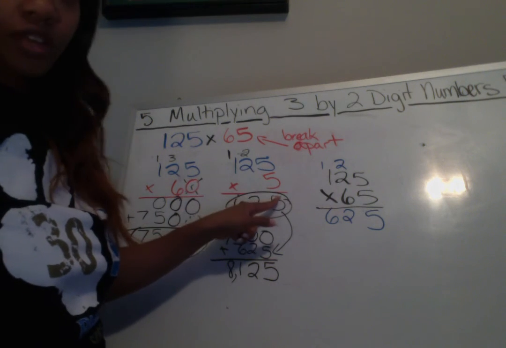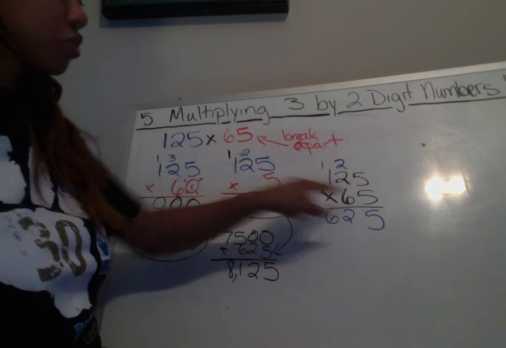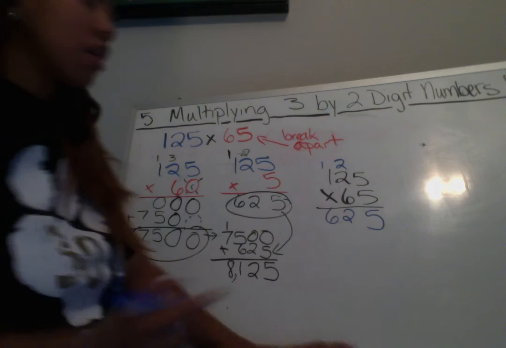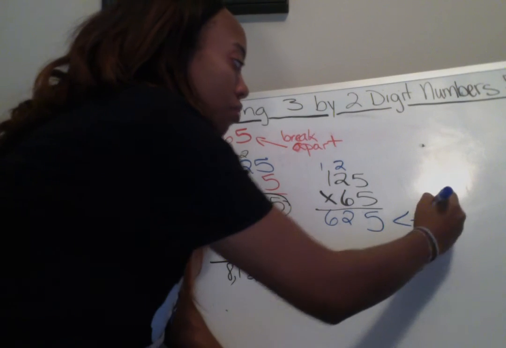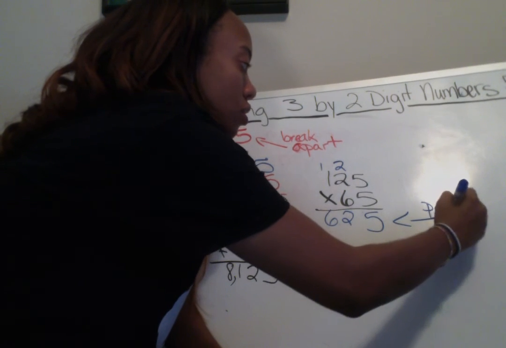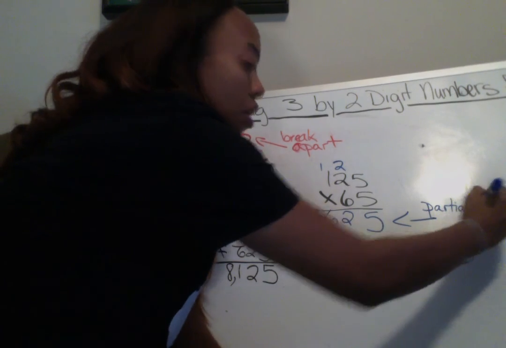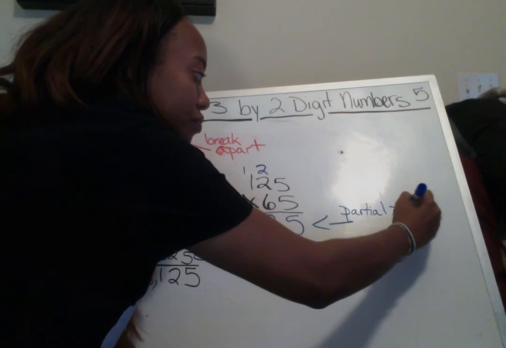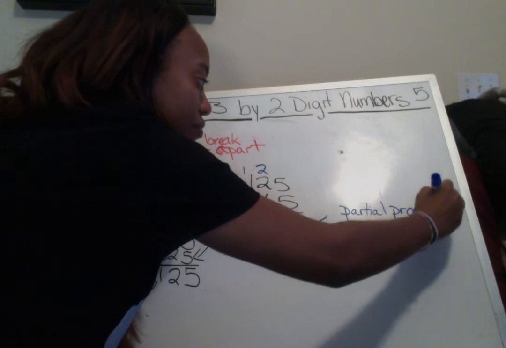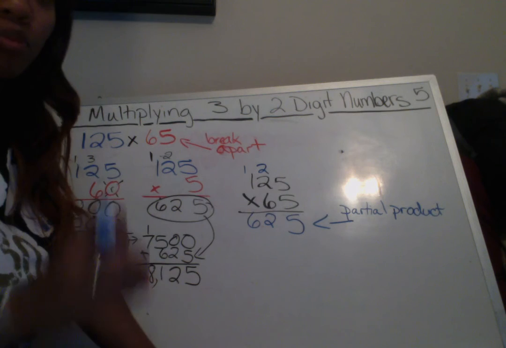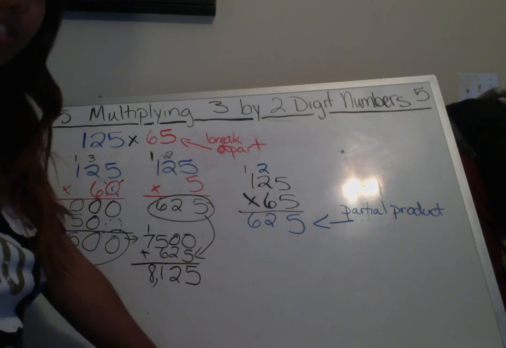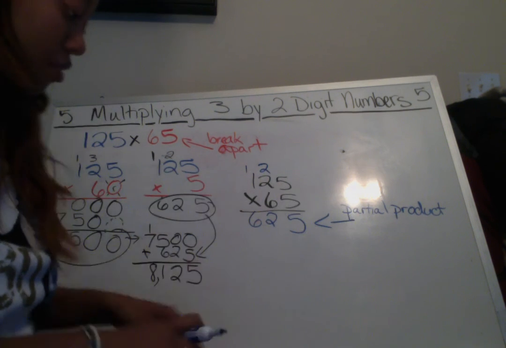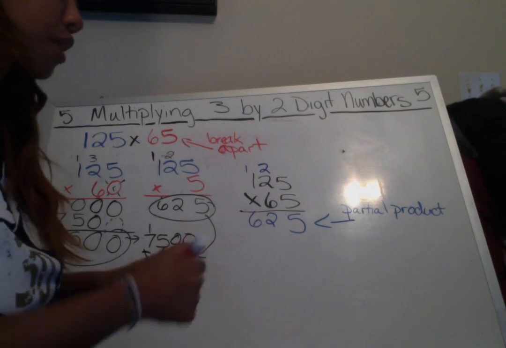If you look over here, when we broke down each place value, there's my 625. This is called a partial product. Partial product. Now what a partial product means is kind of exactly how it sounds. The product is the answer, remember that, product is the answer to a multiplication problem.